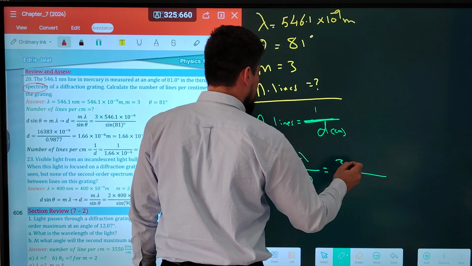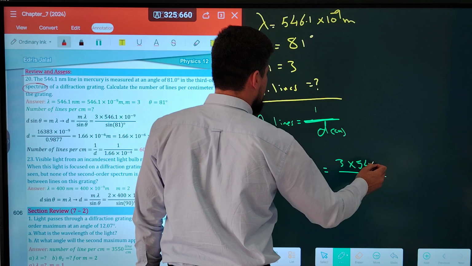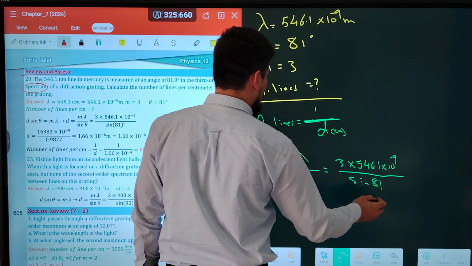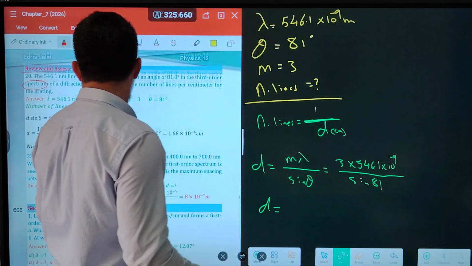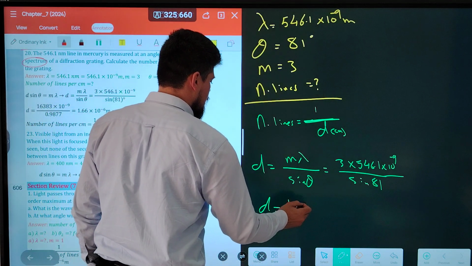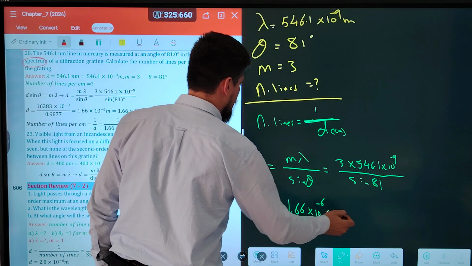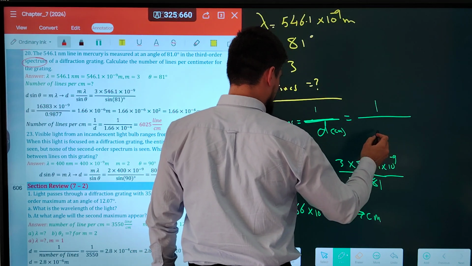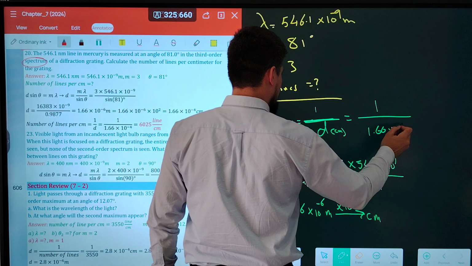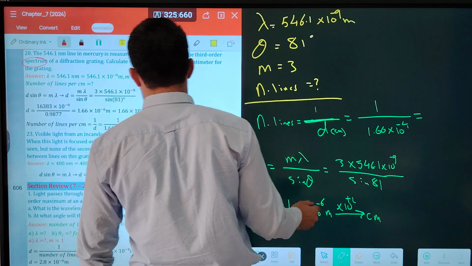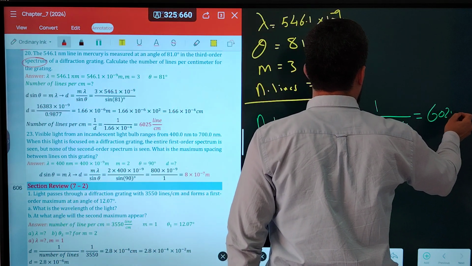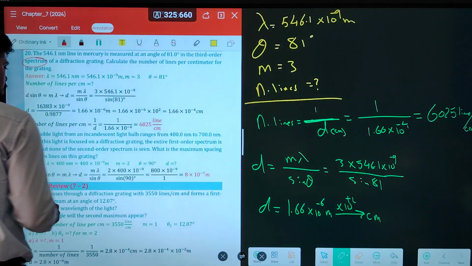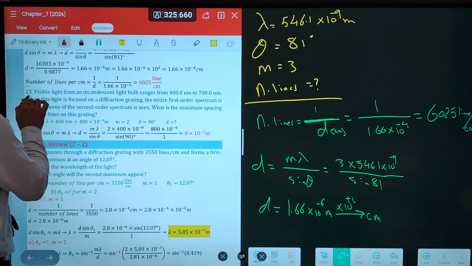Okay? m is 3, wavelength 546.1 times 10 to the power negative 9, sine 81. D is equal to 1.66 times 10 to the power negative 6 meters. Convert to centimeters, times 10 to the power positive 2. Now the number of lines is equal to 1 over 1.66 times 10 to the power negative 4, which is equal to 6,025 lines per centimeter. Lines per what? Per centimeter. The last question.